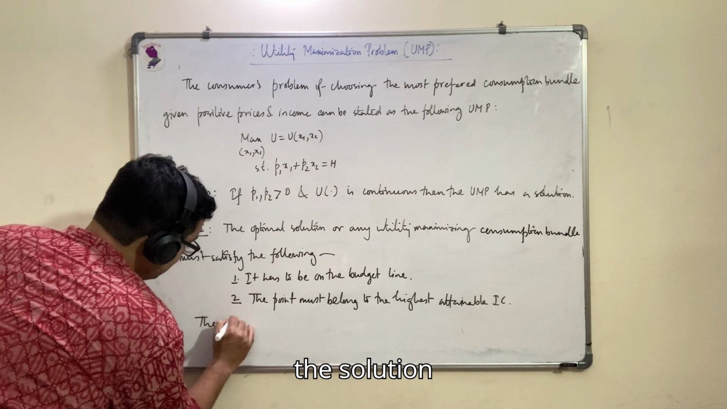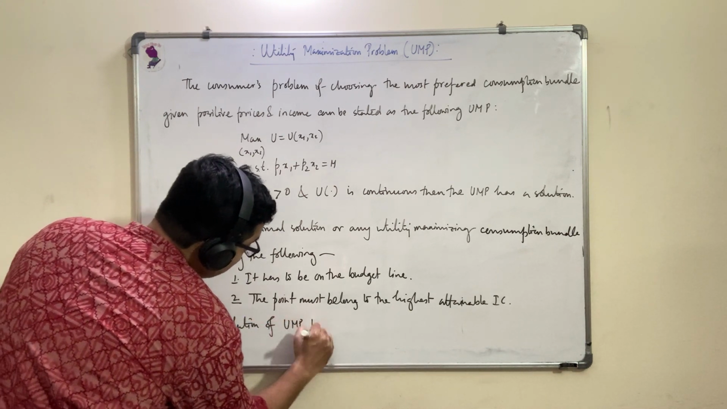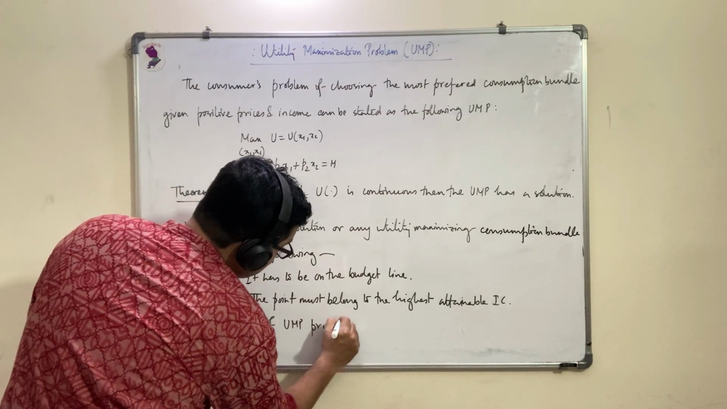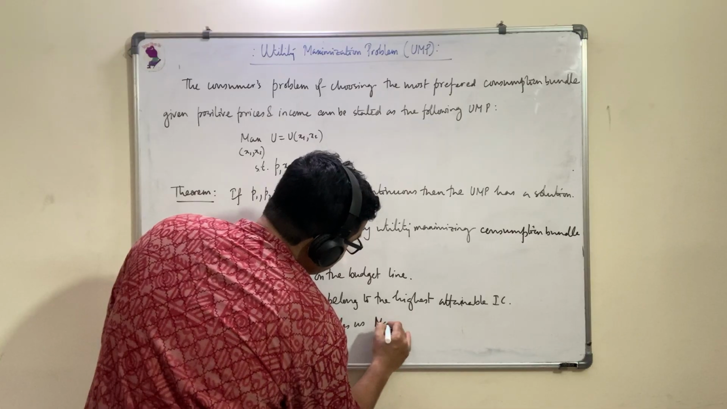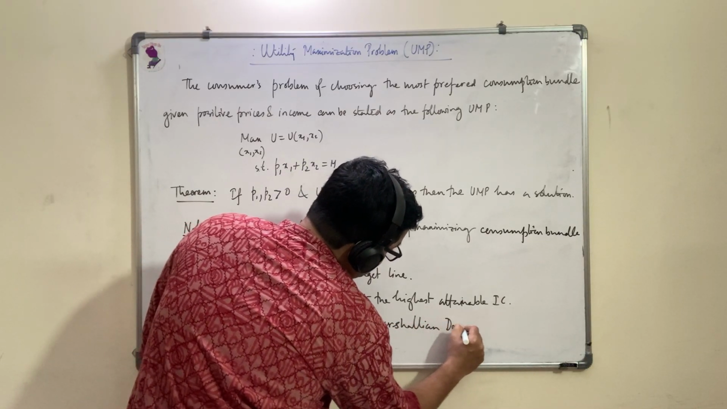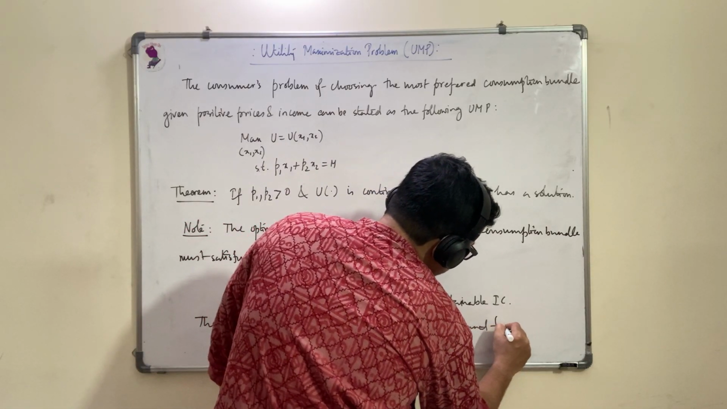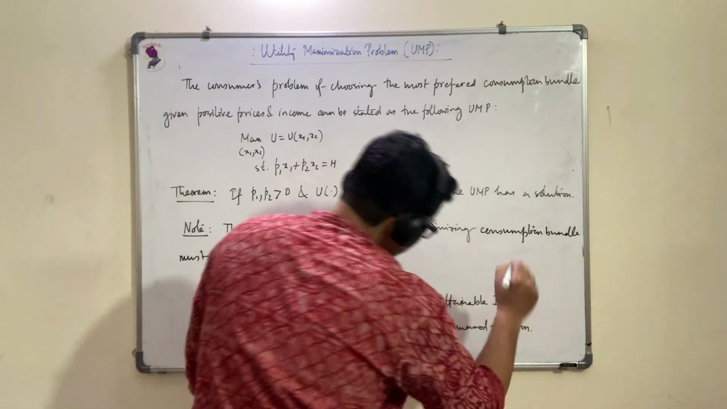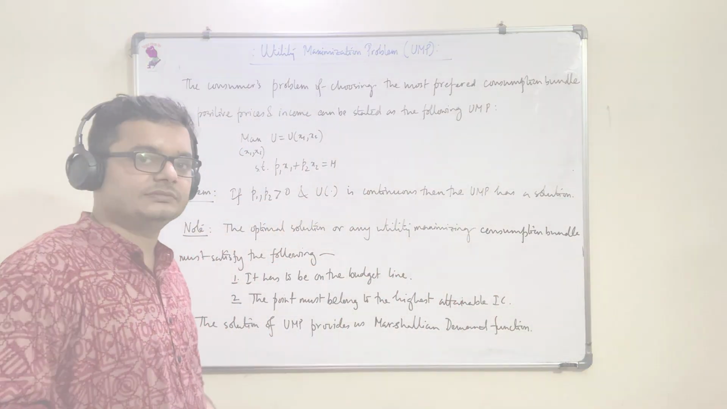The solution of UMP provides us the Marshallian demand curve. Marshallian. So you should write demand function. Okay, so now let us go to the mathematics of it.